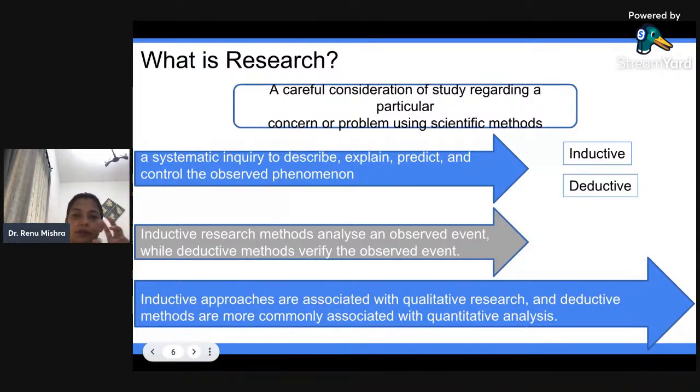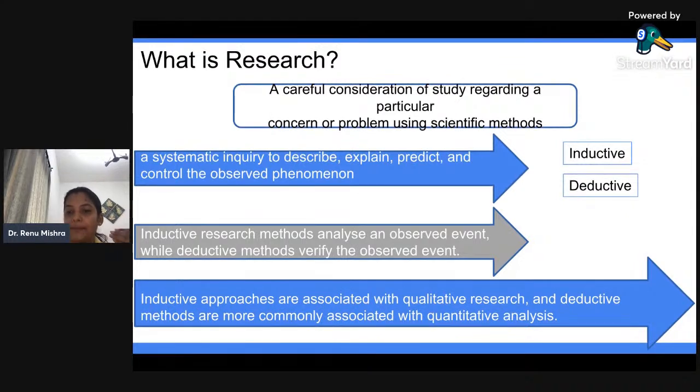Now, when you talk about deductive research, it is more quantitative in nature, when you are giving statistical reasoning behind any concept or any event, any relation, any association between two or more variables, or let's not say variables only, between the chosen problem and the cause. Okay, so that's what inductive and deductive types of research are.